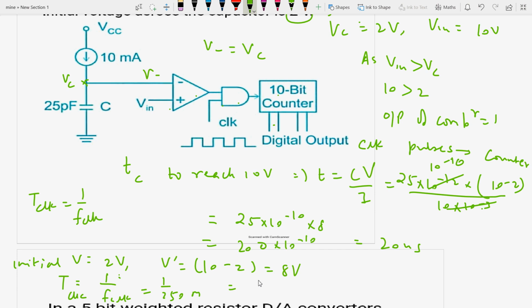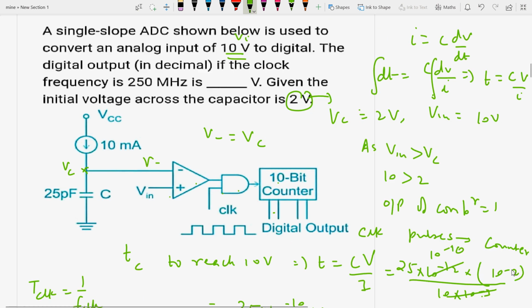So digital output will be what? Your digital output will be the time required by the capacitor divided by the time required by the clock. So it is around 20 by 4, that means it is 5. So the answer will be 5.